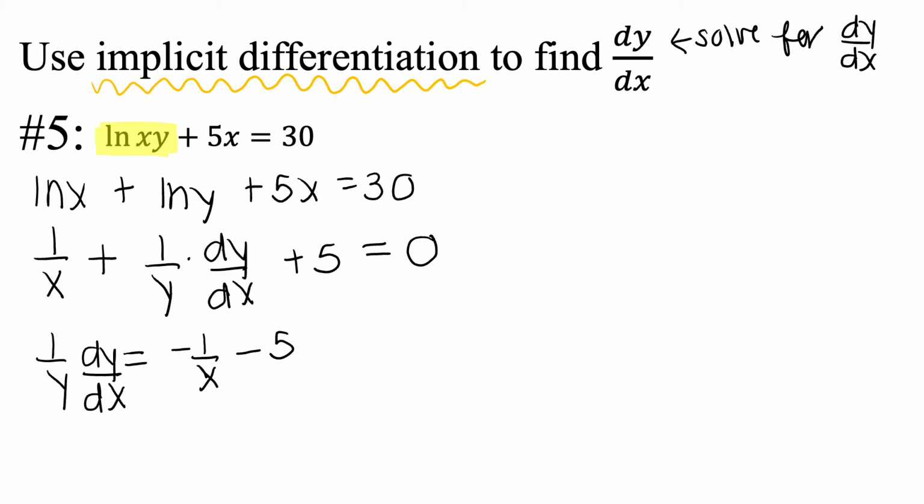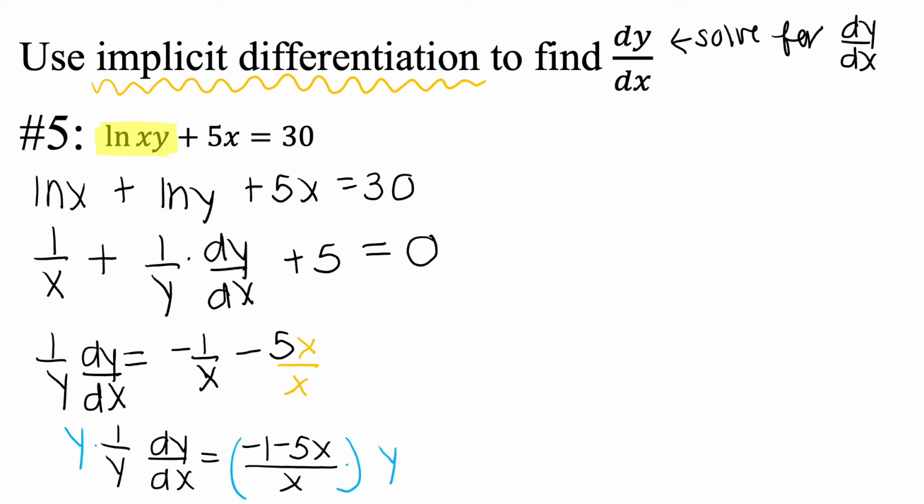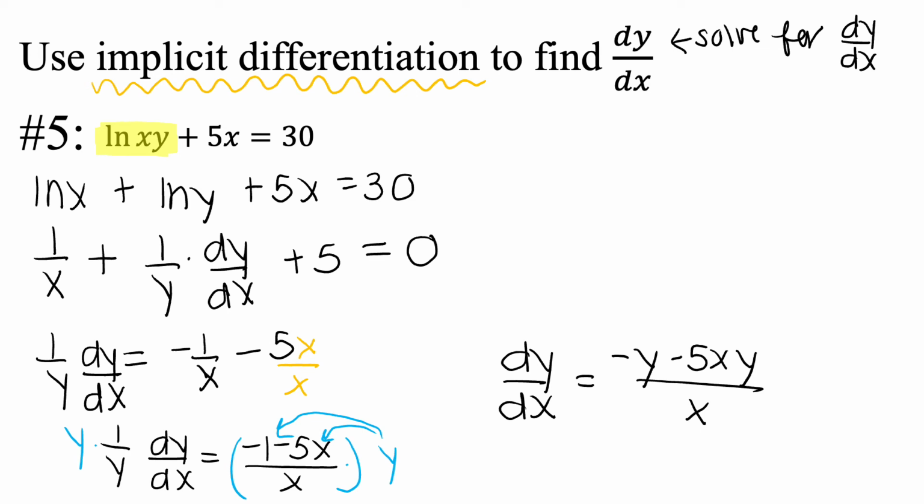Now just to keep this nice and clean, I'm actually going to find a common denominator on my right-hand side by multiplying by x over x. So I have 1 over y dy dx equals negative 1 minus 5x over x. And to get dy dx by itself, all I have to do is multiply both sides by y. And I'm just going to distribute my y through my numerator for my final answer. So we get dy dx is equal to negative y minus 5xy all over x.